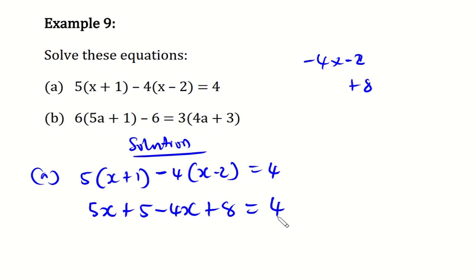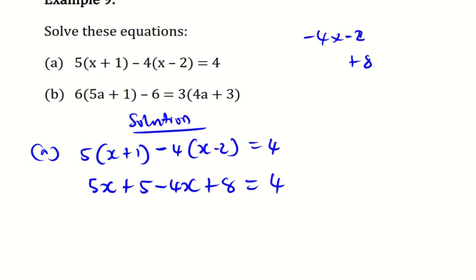And again, we have everything equal to 4. What is the next thing? Rearrange these terms by leaving the terms with the letters on the left-hand side. So that is 5x. This is minus 4x. So write minus 4x. Now it's time to move the numbers to the right-hand side. Move 8 to the right-hand side. You will have minus 8. Remember, I changed the sign. Now move 5 to the right-hand side. What will you have? You have minus 5.